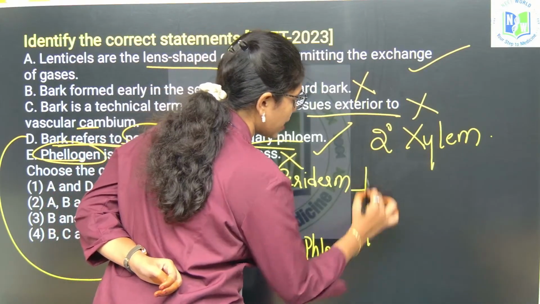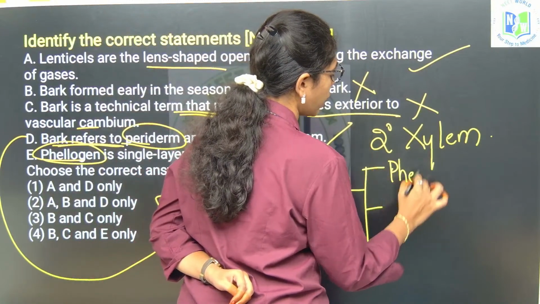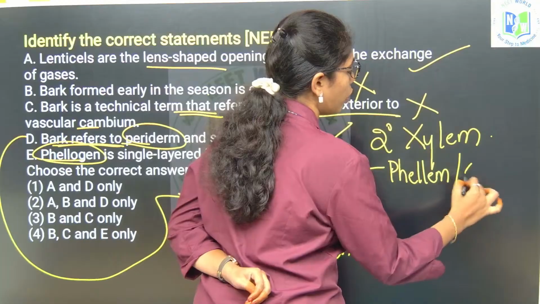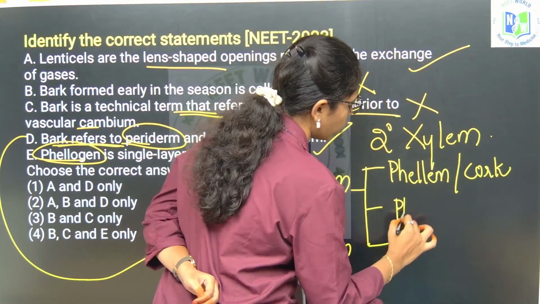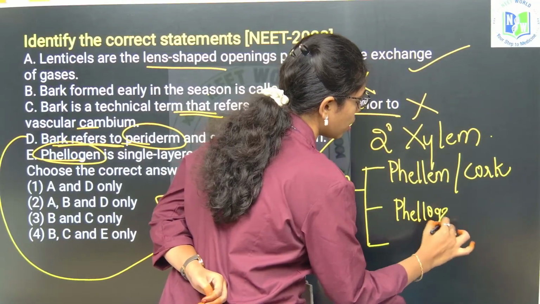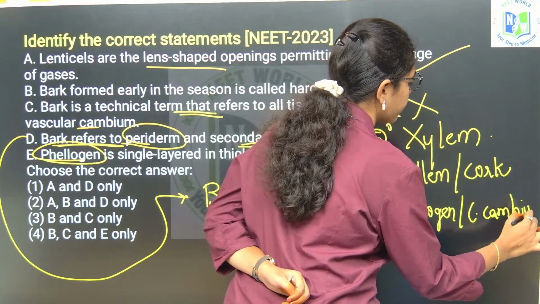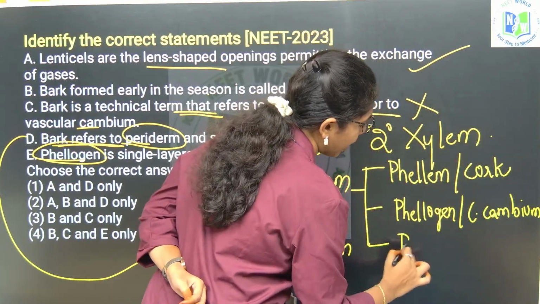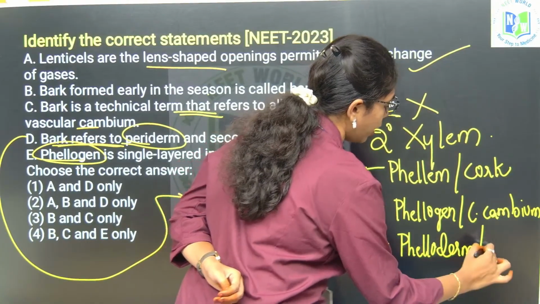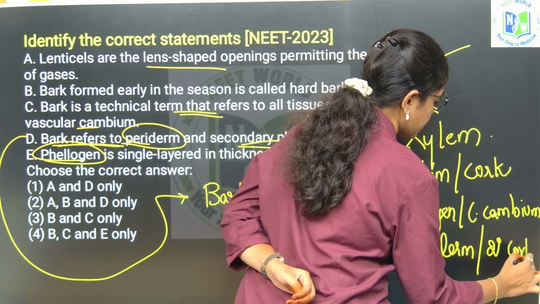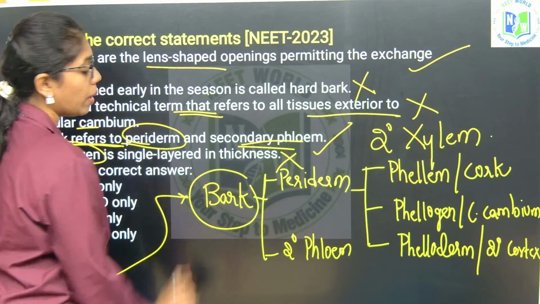Periderm again has 3 tissues. What are they? Phellem or cork. Next, cork cambium or phellogen. And phelloderm or secondary cortex. Fine, right? So all these tissues belong to bark only.